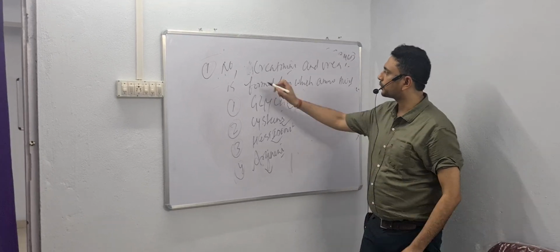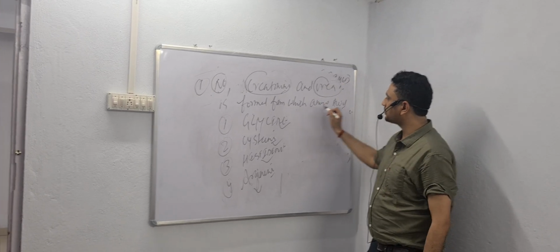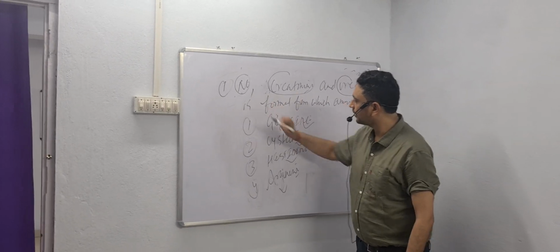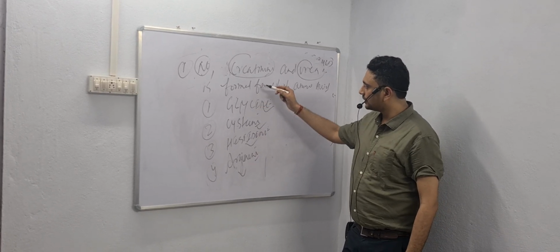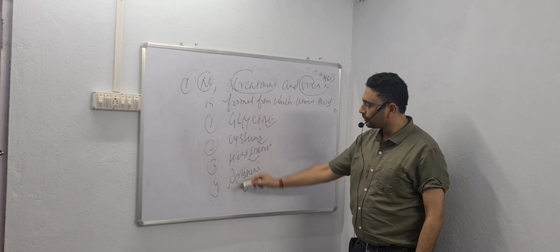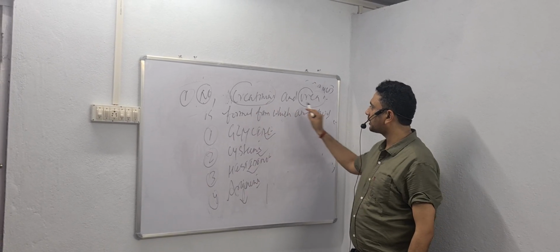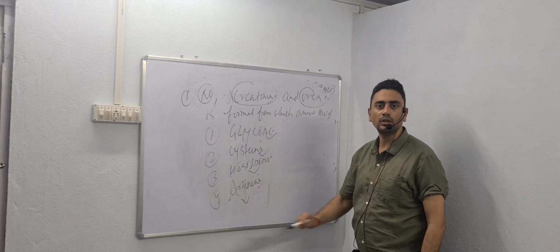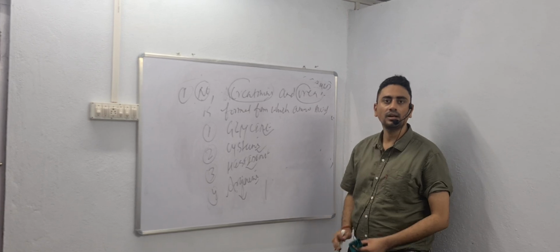Okay, the products nitric oxide, creatinine and urea are formed from which amino acid? All these three products are synthesized from one of these amino acids. Which is the correct option? We look into which amino acid all these three products are derived from. We will look into the discussion part. So these were the options: glycine, cysteine, histidine and arginine.